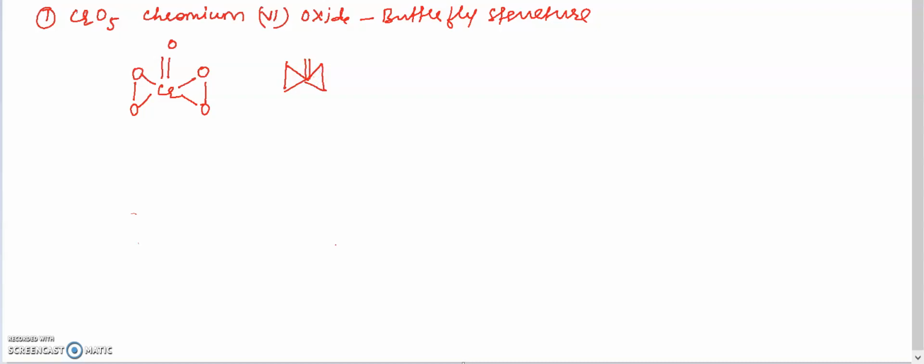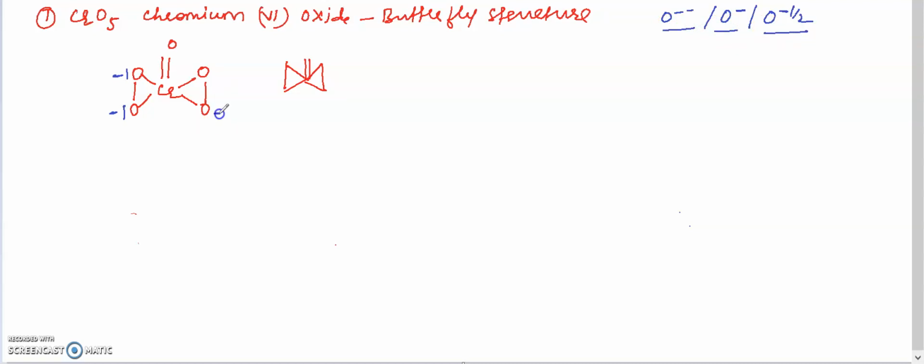This oxygen will be -1 because it is peroxide. This oxygen will also be -1 because peroxide. This O-O linkage is called peroxide linkage. So in peroxide, oxygen will always be -1 charged. In oxide, oxygen will be 2- charged. In peroxide, oxygen will be -1 charged, and in superoxide, oxygen will be -½ charged. So oxide, peroxide, and superoxide.